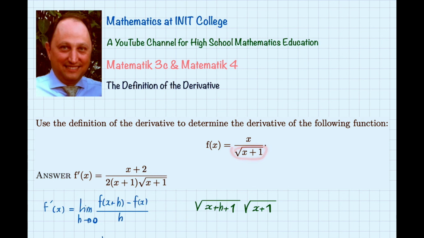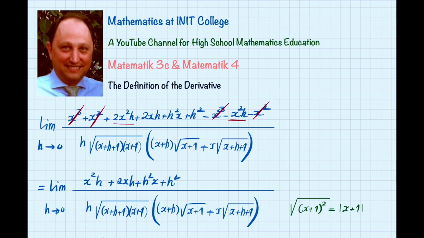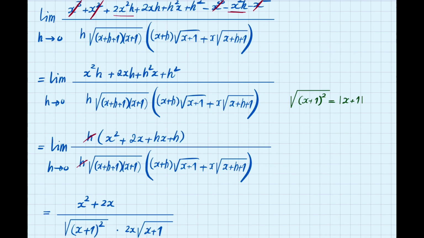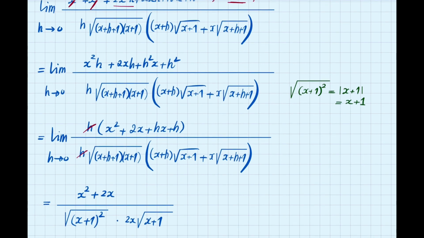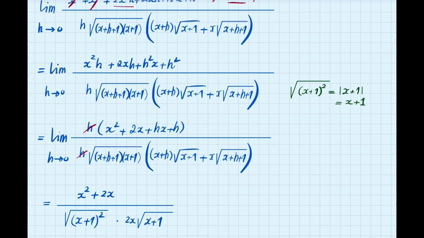because this appears in the denominator. So we know that if this function is going to be defined, x plus 1 is strictly greater than 0, and if an expression is strictly greater than 0, you don't need the absolute value sign. This is simply equal to itself. If a number is positive, its absolute value is equal to itself.